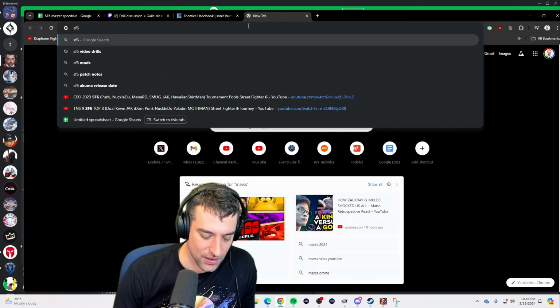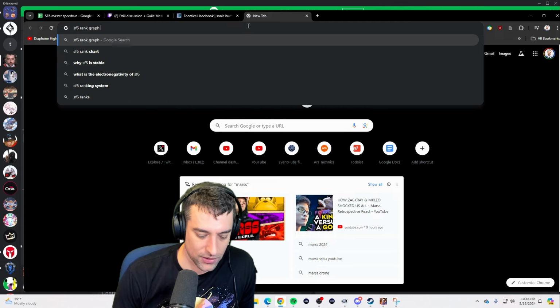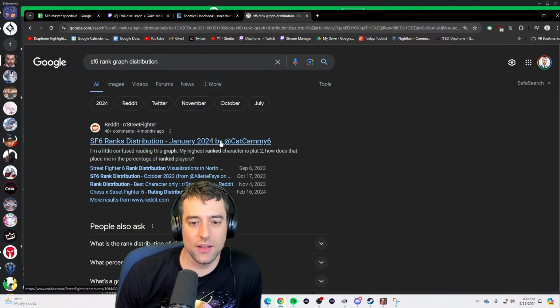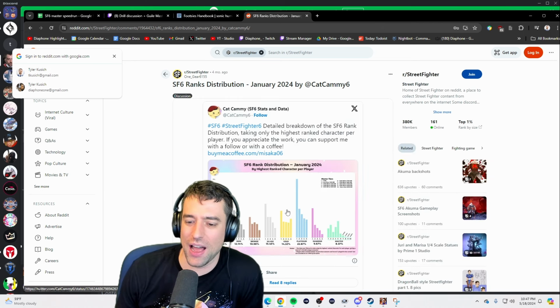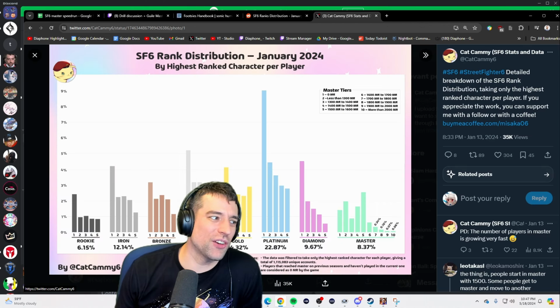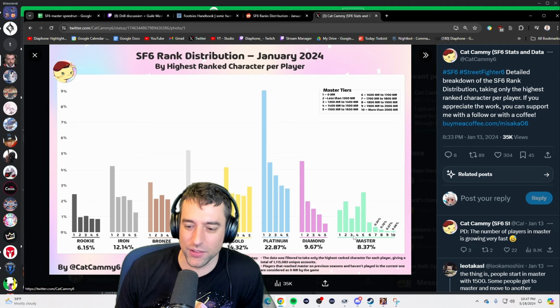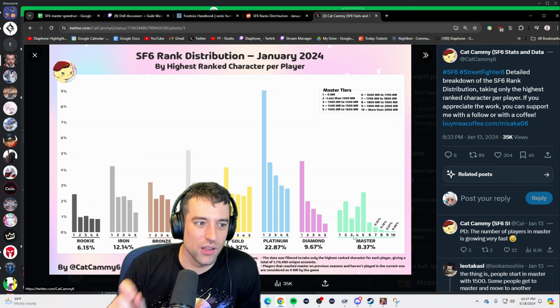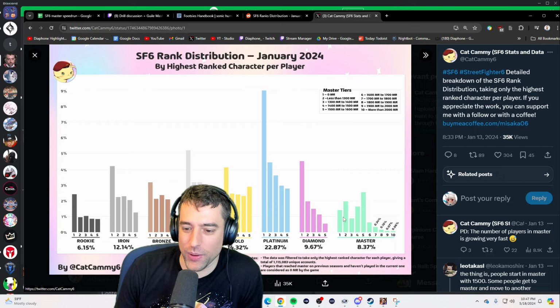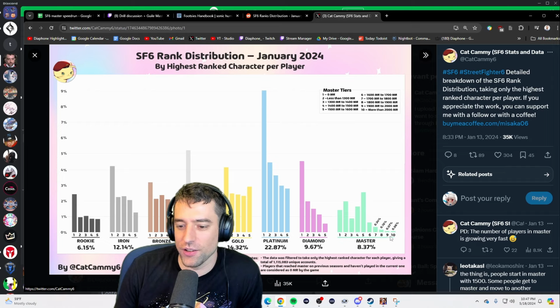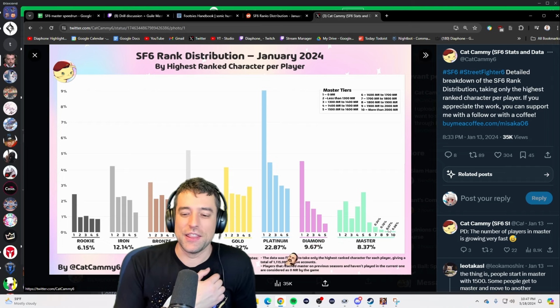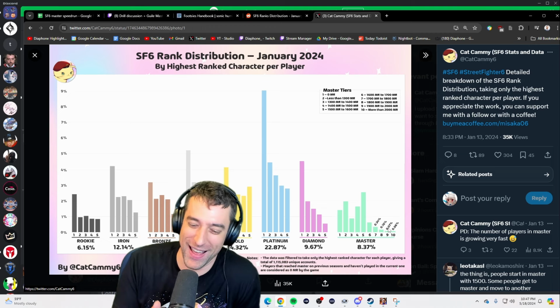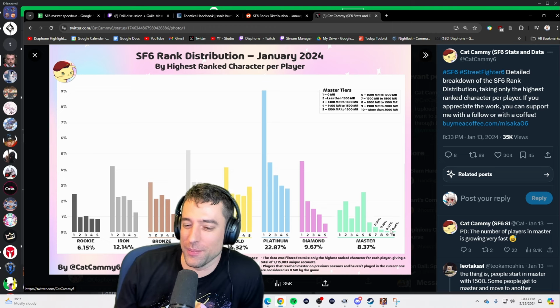Street Fighter 6 rank graph distribution. I don't know what this is actually called. All right, this is 2024, right? So this is a little outdated, but you have to understand there's a lot of people in Master, right? And your top players are not in this range, right? Where most of the Master people are, which is like 1500 MR or lower. They're in this more than 2000 MR, 1900 MR range. There's a lot of bad players in Master. So when you watch a top player in Master, it's not even comparable.